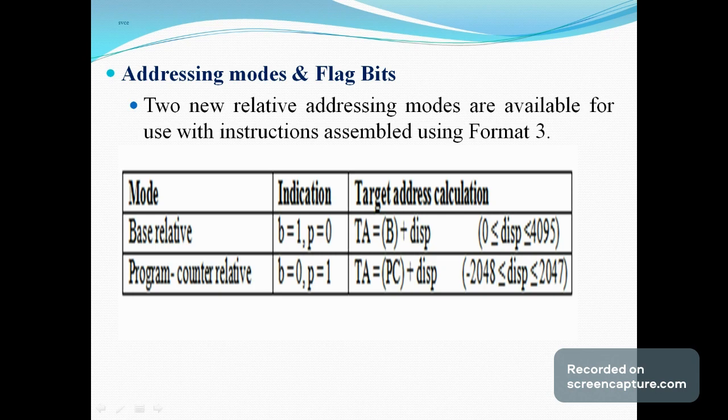Addressing modes and the flag bits: there are two modes, base relative and program counter relative. Base relative is indicated by b equals 1 and p equals 0, and the target address is calculated as base plus displacement. The program counter relative mode is indicated by b equals 0 and p equals 1. The target address is calculated as program counter plus displacement.